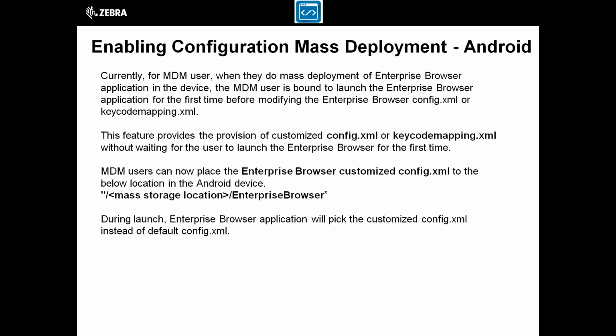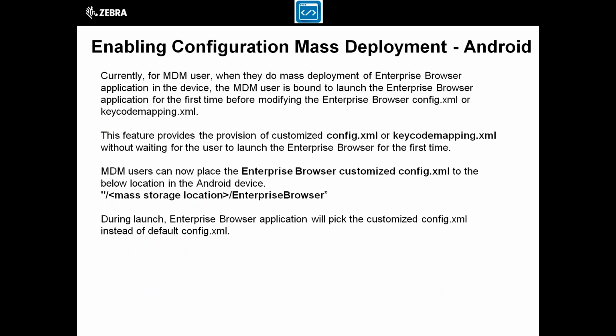So in this way, only 3 steps will be required for mass deployment. Previously 5 steps were required for mass deployment. So the extra step is now removed and is no longer required for mass deployment.